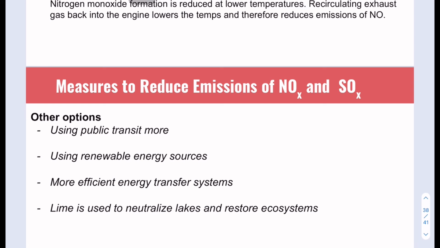So things like using public transport more. If we have more public transport use, then there'll be less private car use, and there'll be less emission of these troublesome oxides. Okay, using renewable sources of energy instead of using petroleum products, because when those burn, we form side products that are not friendly. And making sure that you use efficient energy transfer systems.